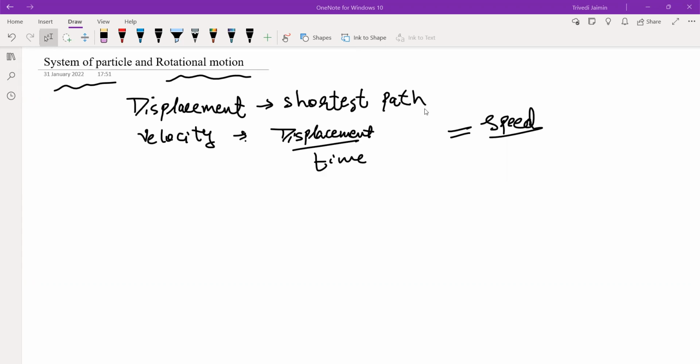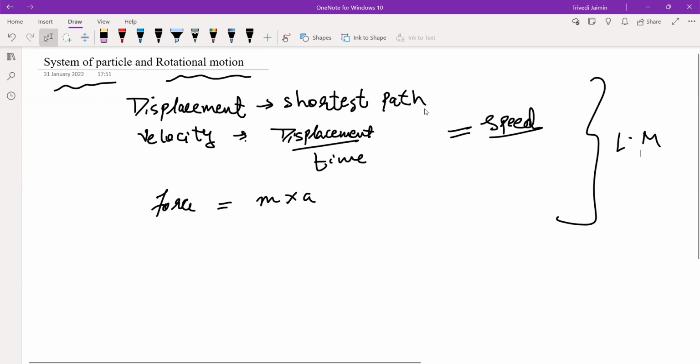So that was about force. Force was mass into acceleration. Whatever we studied here is about linear motion. But in rotational motion, we will use the same things in a different way. We will add the angle: angular displacement, angular velocity, and angular force, which is torque. Same things, discussed in a different way.